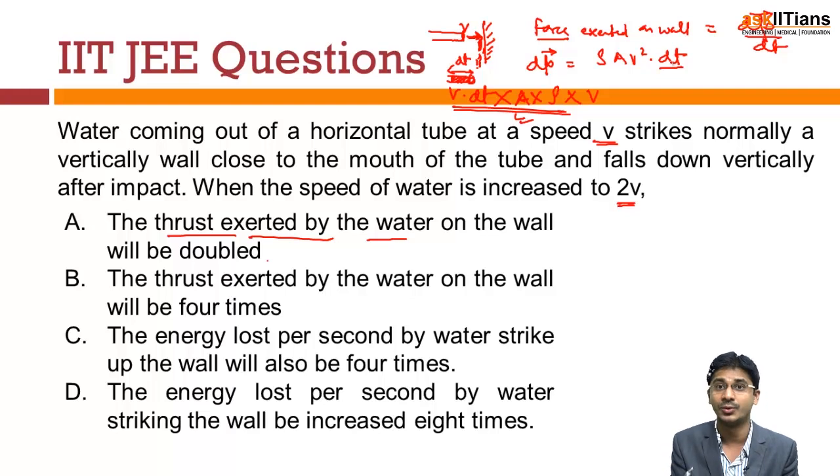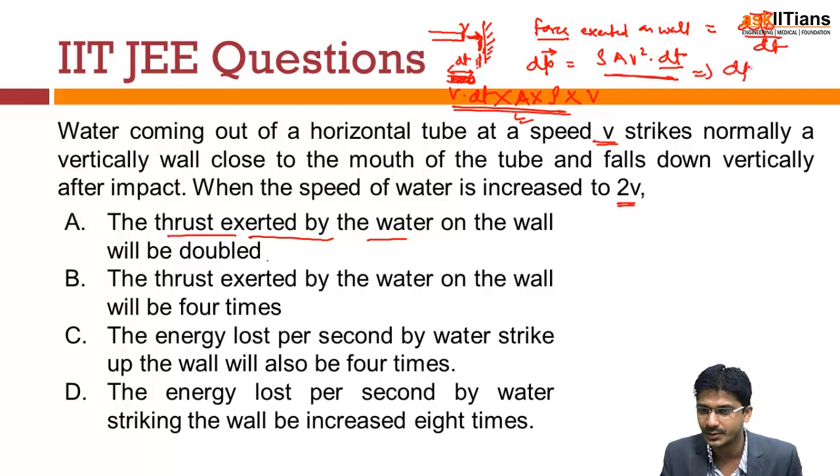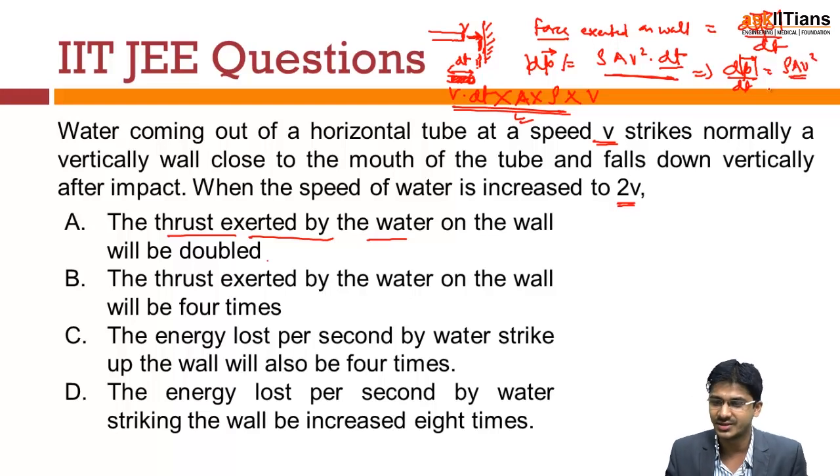So what is the change in momentum? Since initially it had this momentum, the final momentum is 0 because the water is coming to rest. So this is the change in momentum. So what is force? Force will be dp by dt, this is the magnitude. This is actually rho a v square. What will be thrust? Thrust will be this divided by area. That means thrust is actually rho v square.